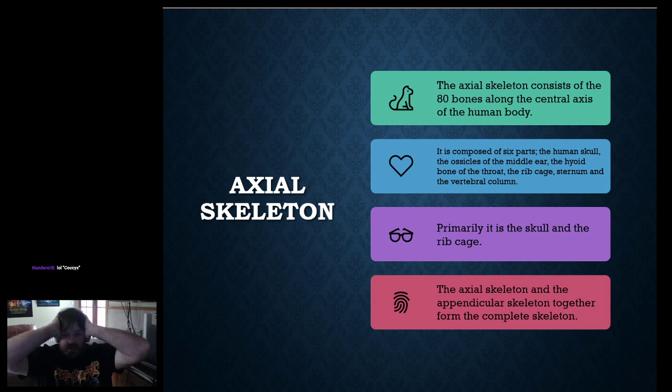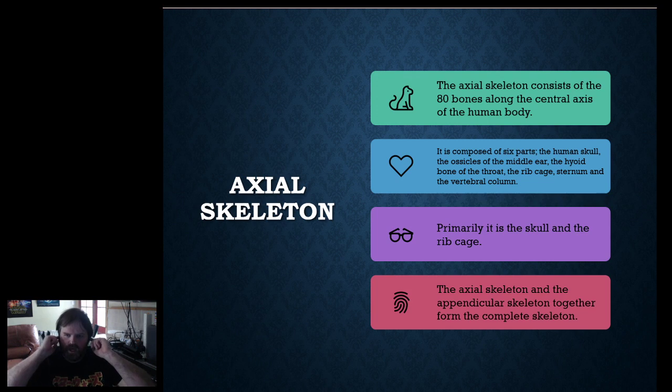So, you've got your human skull here. The skull is made up of several different bones fused together primarily. The only mobile part of the skull is your mandible, or jaw. Inside your ears, you've got the ossicles, basically 3 bones on either side: the hammer, the anvil, and the stirrup. And the hyoid bone of the throat here is the anchor point for your trachea.